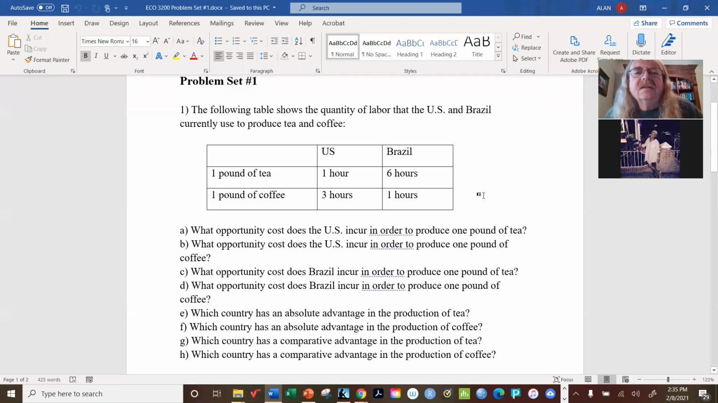Now, this chart shows us how much labor is needed to make each of these products. You can see that in the US, a pound of tea can be made with 1 hour of labor. In Brazil, it takes 6 hours. Let's say that for whatever reason, the soil in Brazil is not particularly well suited to growing tea, whereas in the US it is. And then coffee, it's the other way around. It takes 3 hours of labor in the US to make 1 pound of coffee and only 1 hour in Brazil. So it's pretty clear just by looking at this chart that the US will have the advantage in tea producing and Brazil in coffee.